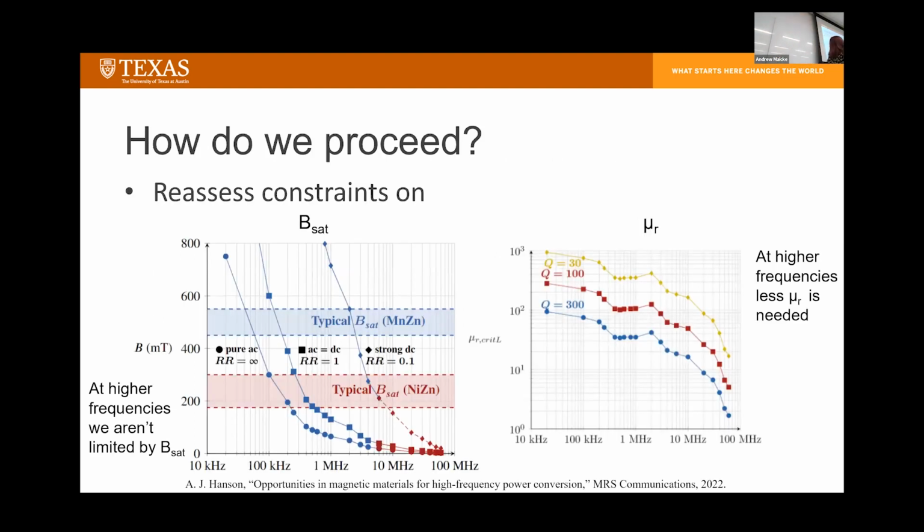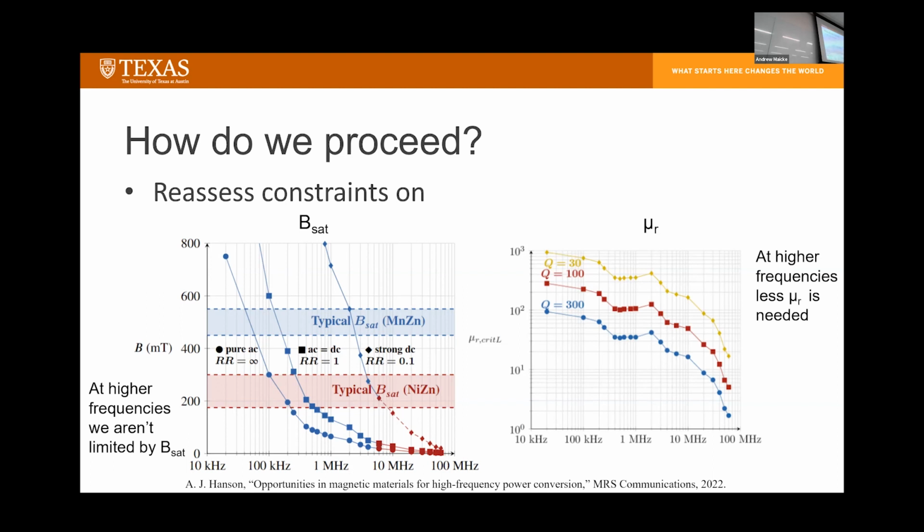So how do we proceed? Well, this paper recommends that maybe we reassess some of the constraints on saturation and permeability. Basically, it's saying that at higher frequencies, we aren't necessarily as limited by saturation as people usually think we are in the lower frequency domain. That's a big problem, but in high frequency, it's not necessarily an issue. And that's shown theoretically through this graph.